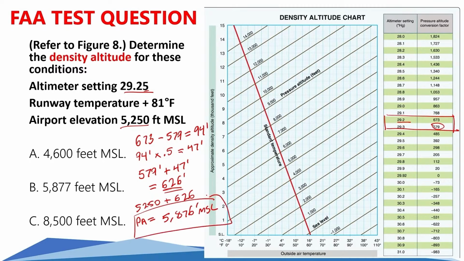If anybody here, looking at the answers, some of you have said B, and B is actually incorrect in this case, just because of the fact that that would be your pressure altitude. So we know we need to go one more step beyond that.